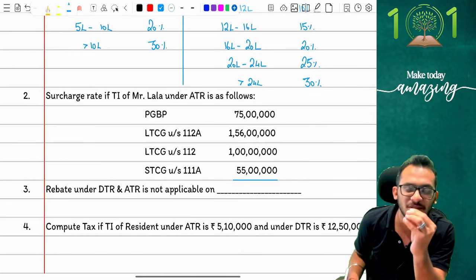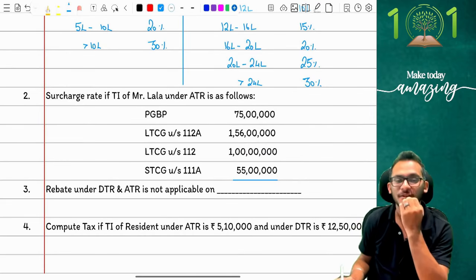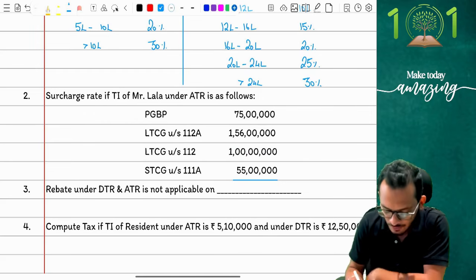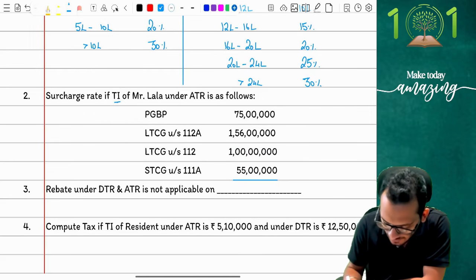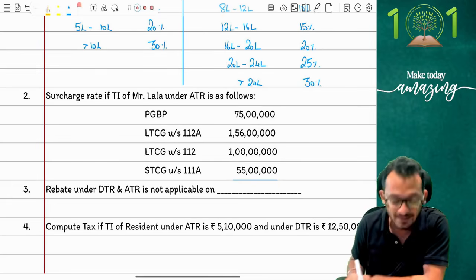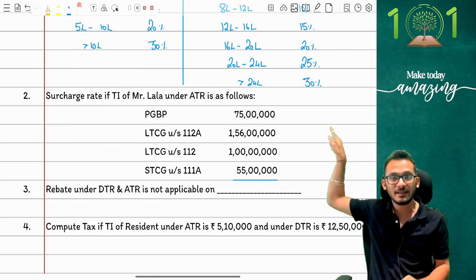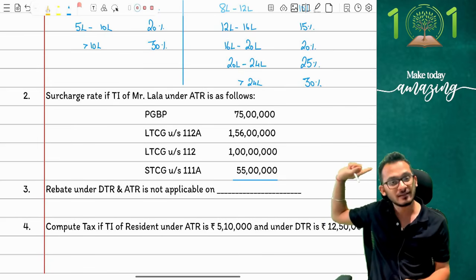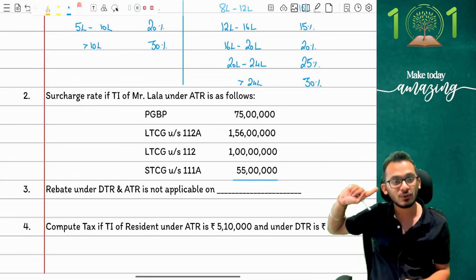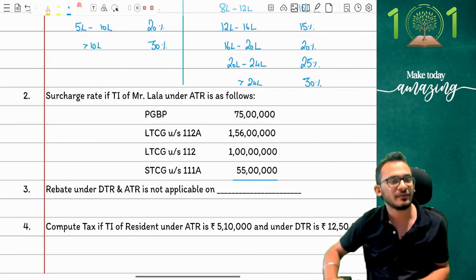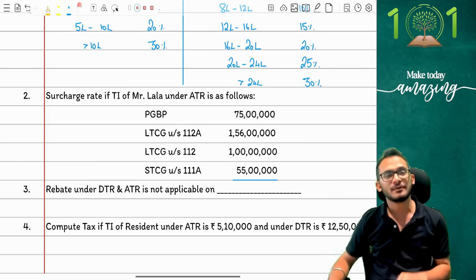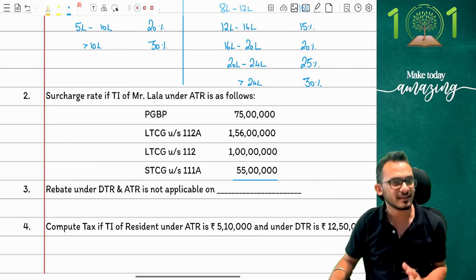A fun question, people. You should get this right answer. So look at this very carefully. The question says they want you to know the surcharge rate if the total income of Lala under the ATR scheme is as follows. They have given you the income statement. My PGBP income is 75 lakhs. My 112A is 1 crore 56 lakh. My 112 is 1 crore and my 111A is 55 lakhs. With this, they are asking you a very simple question: tell me what should be the surcharge rates.